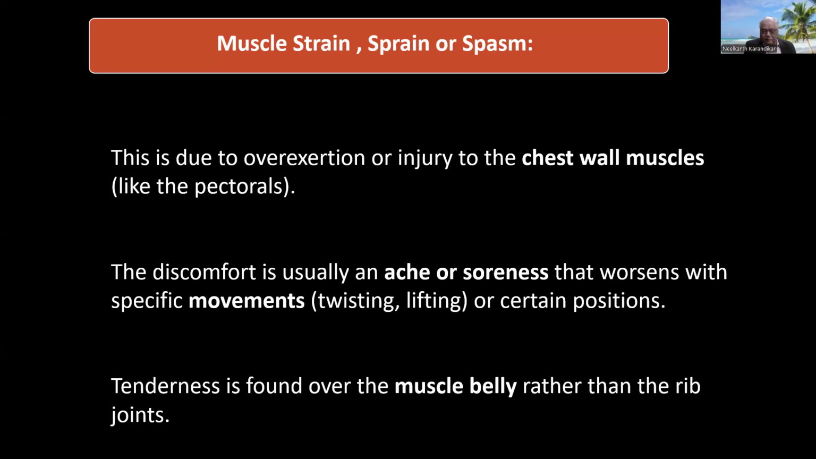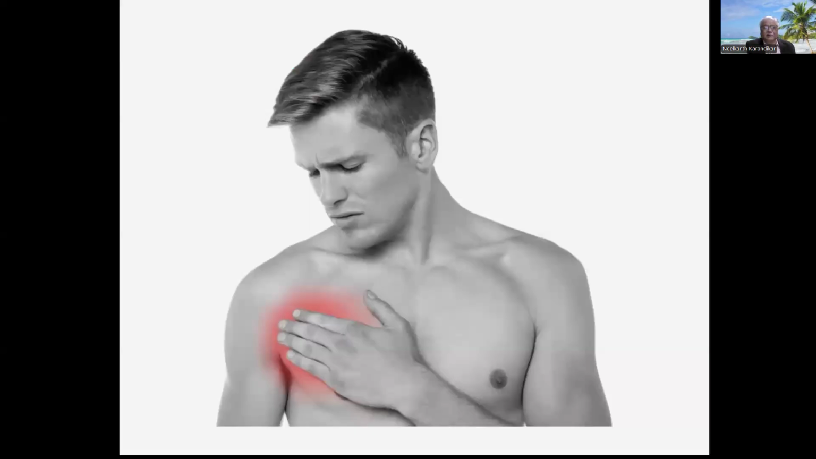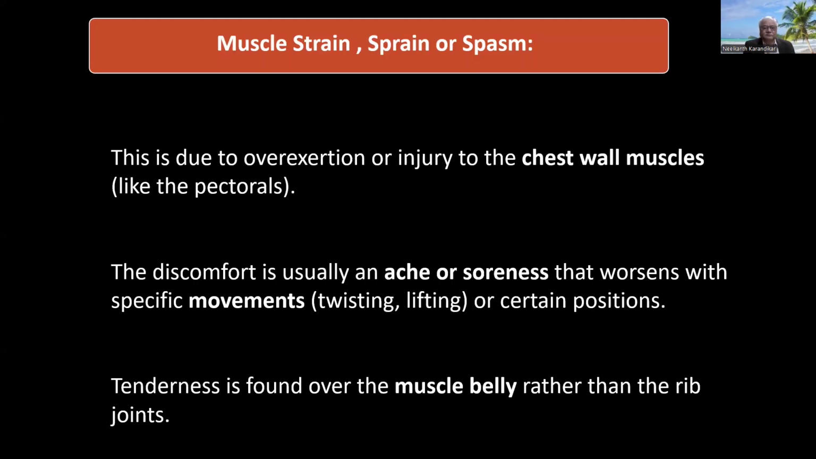Another very important criterion is if you press on the area which is paining, and if the pain increases, it is likely to be muscular pain. Tenderness is found over the muscle belly rather than the rib joints in muscle strain, sprain, or spasm.